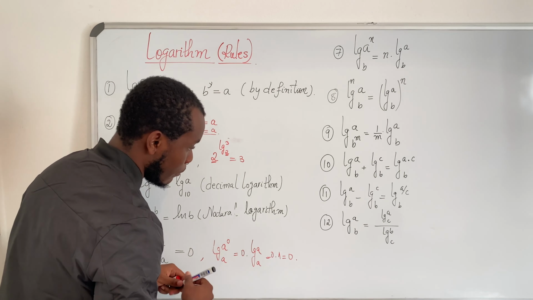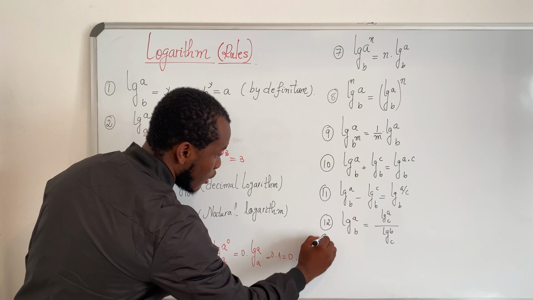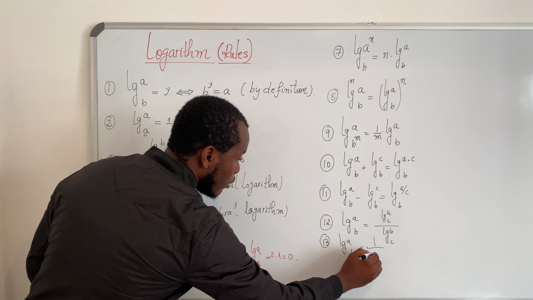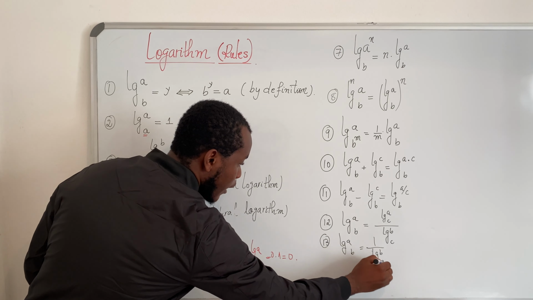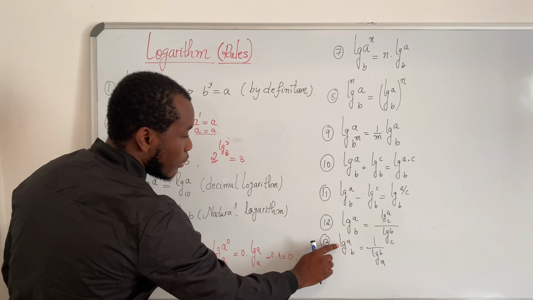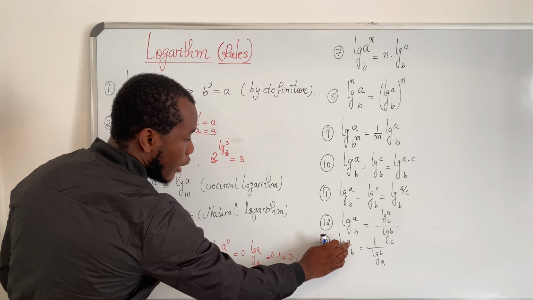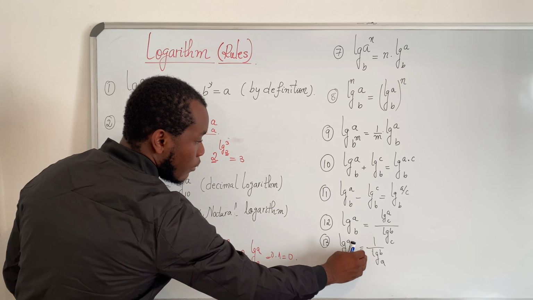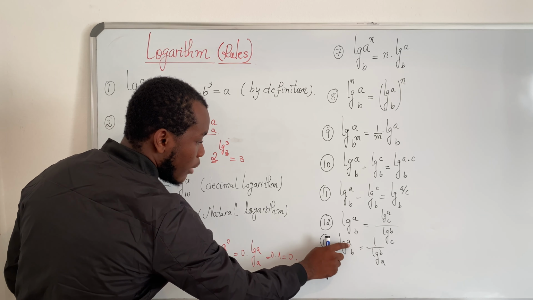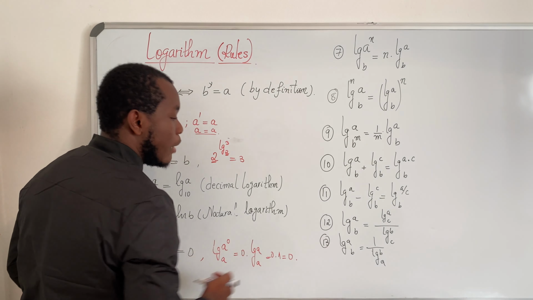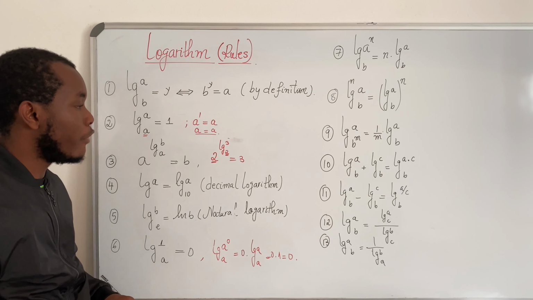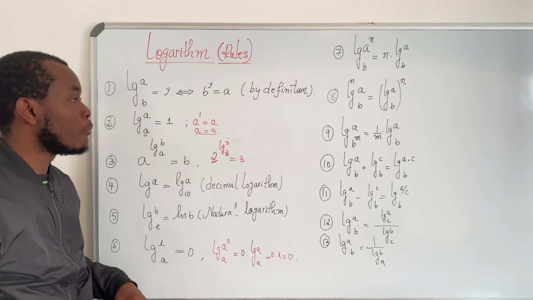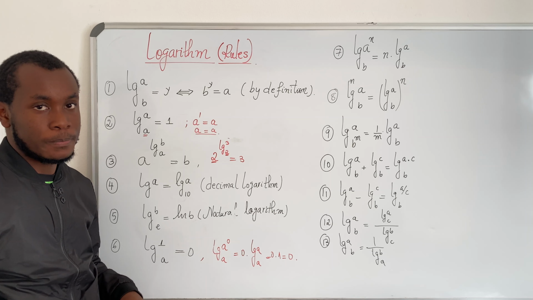Similar to this one, I could write log of a to the base b. We can say that it's 1 over log of b to the base a. We can invert: if a is my argument and b is my base, then I can say it's the inverse, 1 over, now I change the order. a becomes my base and b becomes my argument. So this is also valid. There could be more rules, more properties, but those are the common ones.